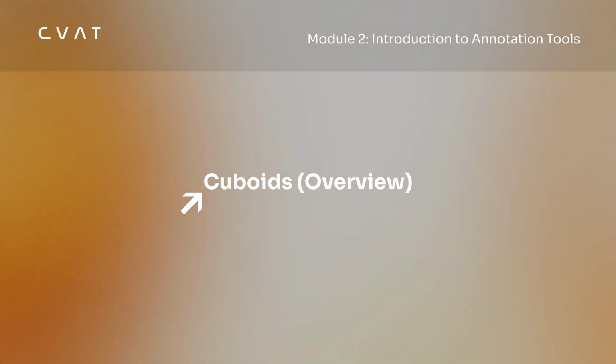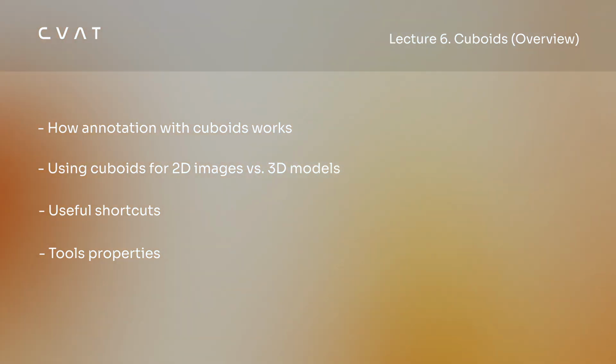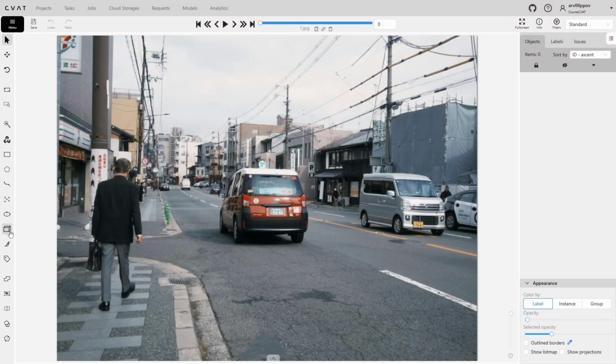In this video, we'll explore annotation with cuboids. We'll see how to label a 3D model or a 2D object in an image with cuboids, as well as explore its different drawing methods. Let's get started. This tool is located here on the toolbar. It represents a volumetric bounding box.